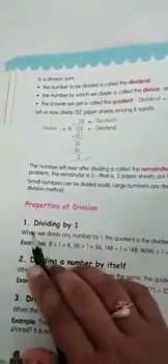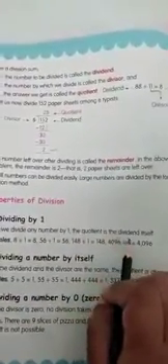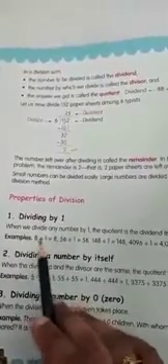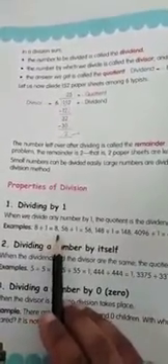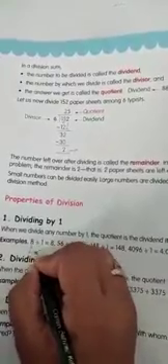Let us learn the properties of division. Here is the first property, dividing by 1. When we divide any number by 1, the quotient is the dividend itself. Here is the example: 8 divided by 1 equals 8 itself. Here 8 is the dividend, 1 is the divisor and 8 is the quotient.